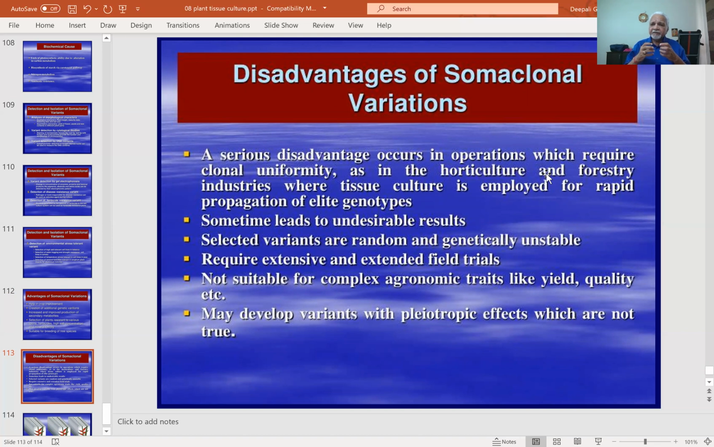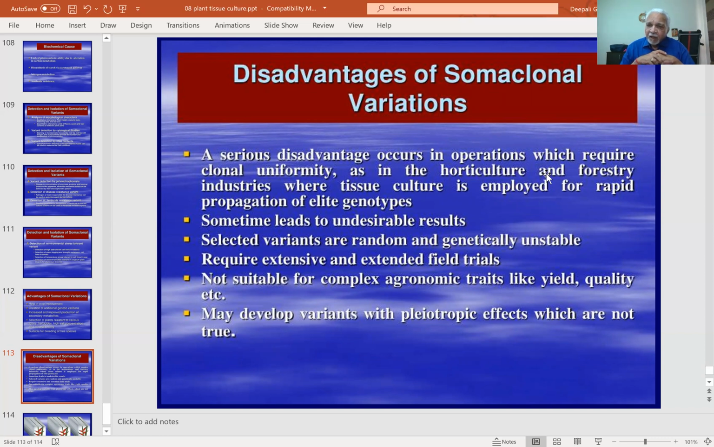And then it requires very extensive field trials, very laborious, and it is seen experimentally that this approach is not good for complex traits of crops, which are agronomically important traits like yield and quality of yield, because these are very complex traits. It's not simply dependent on single factors. There are so many factors which influence plant productivity in terms of quality and quantity.